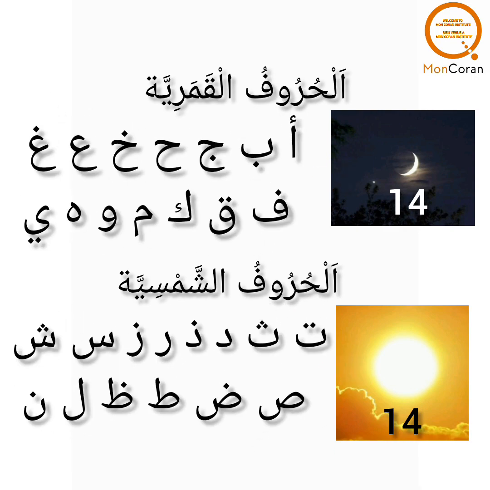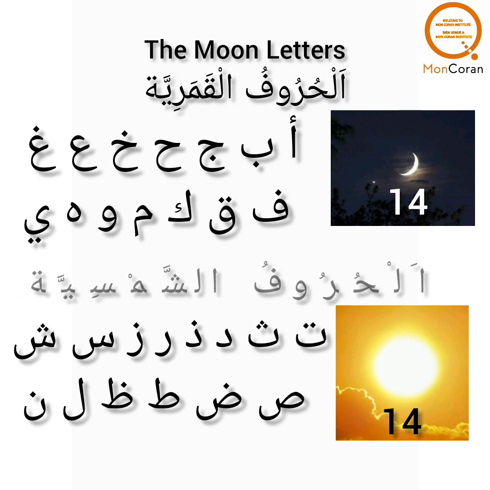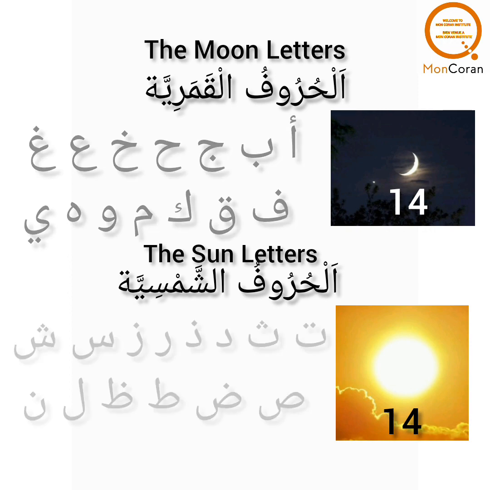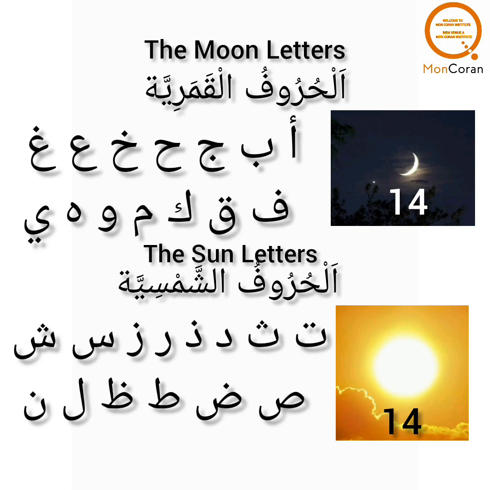So when we say al-huruf al-qamariyya, it is translated in English as the moon letters, which consist of 14 letters, just as we've mentioned shortly. And then when you say al-huruf al-shamsiyya, it is translated in English as the sun letters, which consist of 14 letters as well. So in total, 14 letters of the Qamariyya, the moon letters, and the 14 letters of the Shamsiyya, which are the sun letters. When they come together, they make up the Huruful Hijaiyya in total.